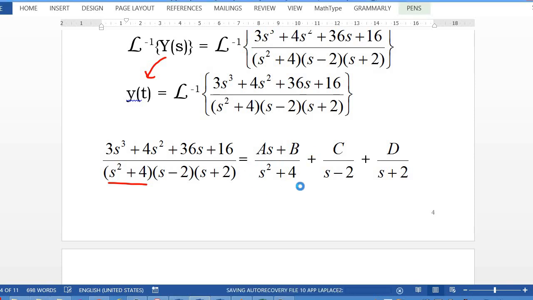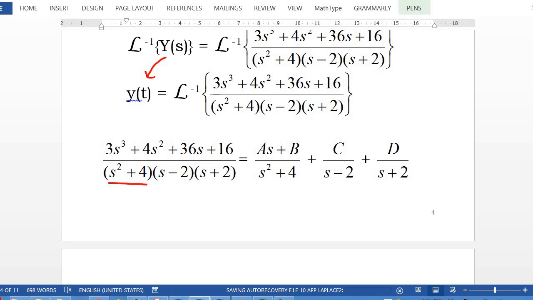So if the denominator is a quadratic, the numerator must be a linear term, As plus B. Then for the second factor, a linear factor, s minus 2, the numerator is C. And then the last factor, s plus 2, becomes D over s plus 2.